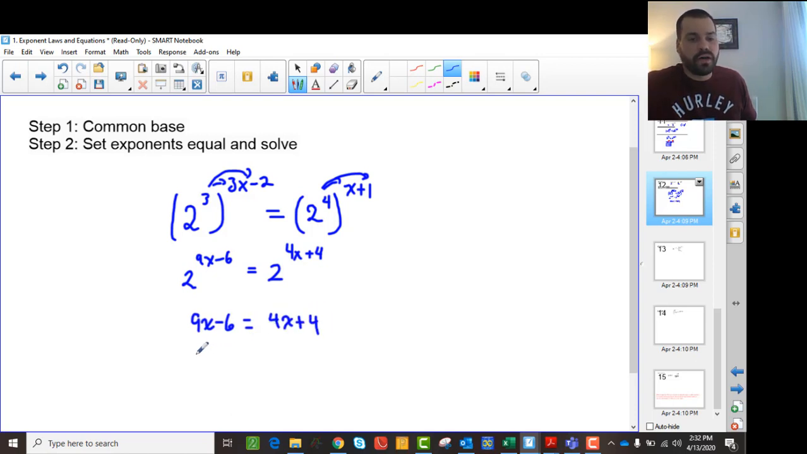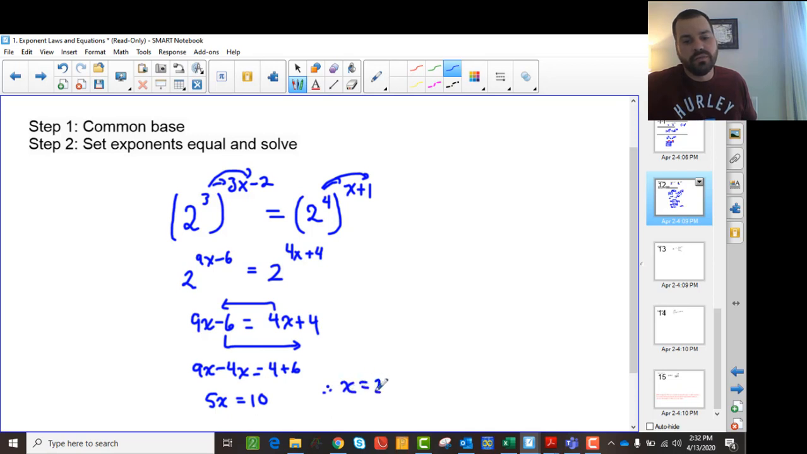And if I subtract 4x, in other words, I bring the 4x this way and bring the 6 that way, I'm going to have 9x minus 4x, which is equal to 5x. And over here, I'm going to have 4 plus 6, and that gives me 10. So if 5x is equal to 10, I can say then that x is 2, and that's my answer.